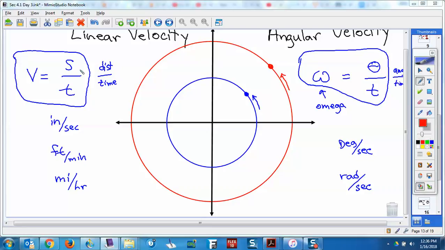linear velocity is, and we're going to use S because we've been using S as our arc length. Since we're doing motion in a circle, our distance is going to be an arc. So our distance is going to be measured like so. Okay, so distance, we'll use S as our variable.